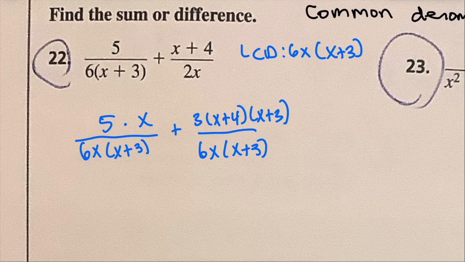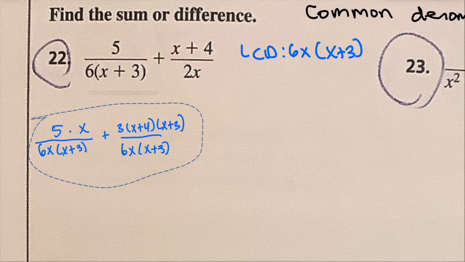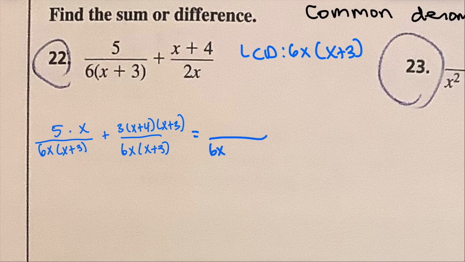Okay, so let's continue this process by making every one of our numerators as clearly multiplied out and defined as we possibly can. Okay, so our denominator is going to be 6x, x plus 3. This denominator is going to be 6x, x plus 3. Okay, and so our first numerator is 5x. Good. Okay, so here we're going to leave the 3.